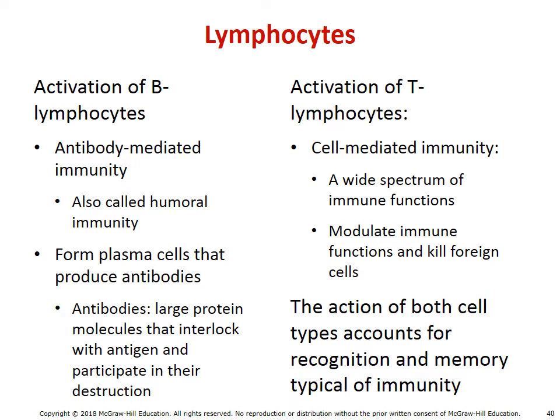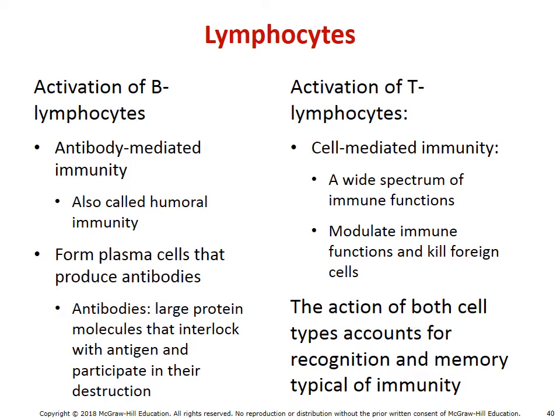Lymphocytes, again, were B and T cells. So let's talk a little bit about B cells. B cells are going to fight through a process that produces antibodies. We call this type of fighting humoral immunity. T cells are actually going to fight by going to the site of infection and killing cells. So we call this cell-mediated immunity.